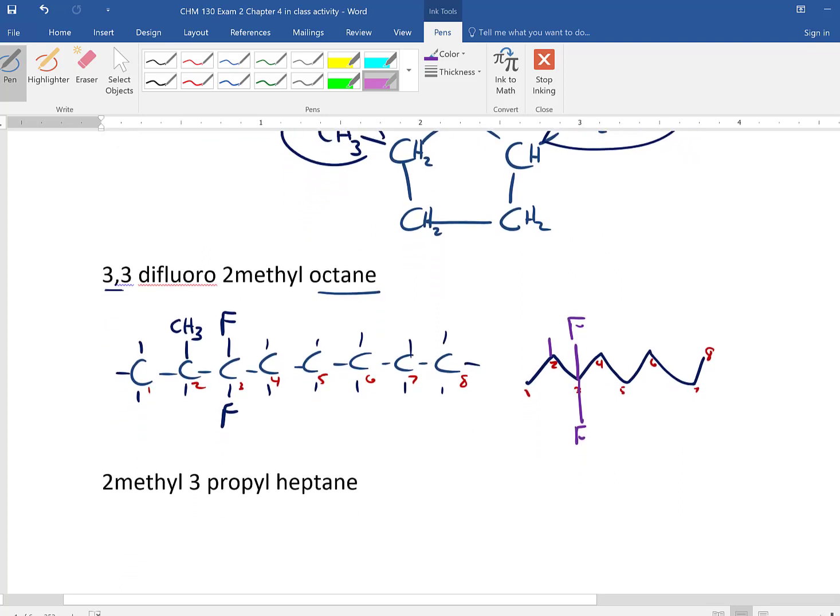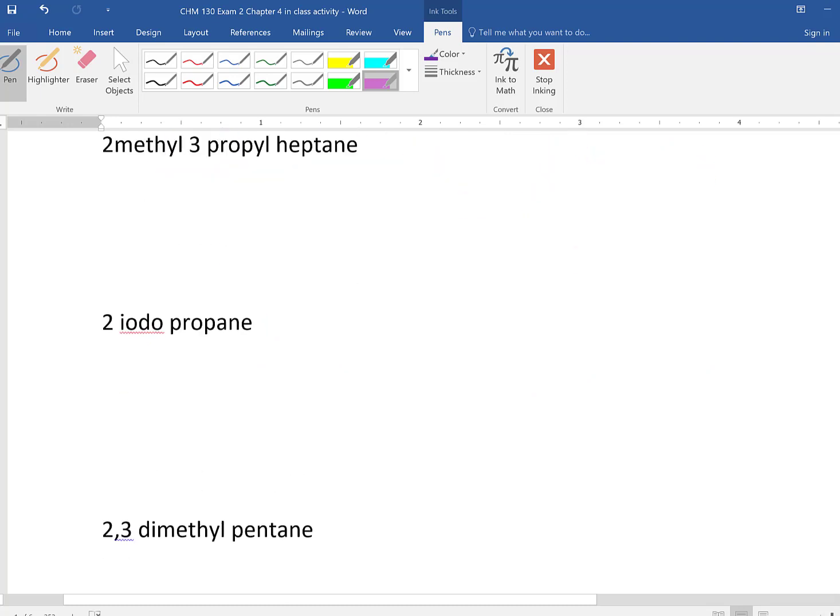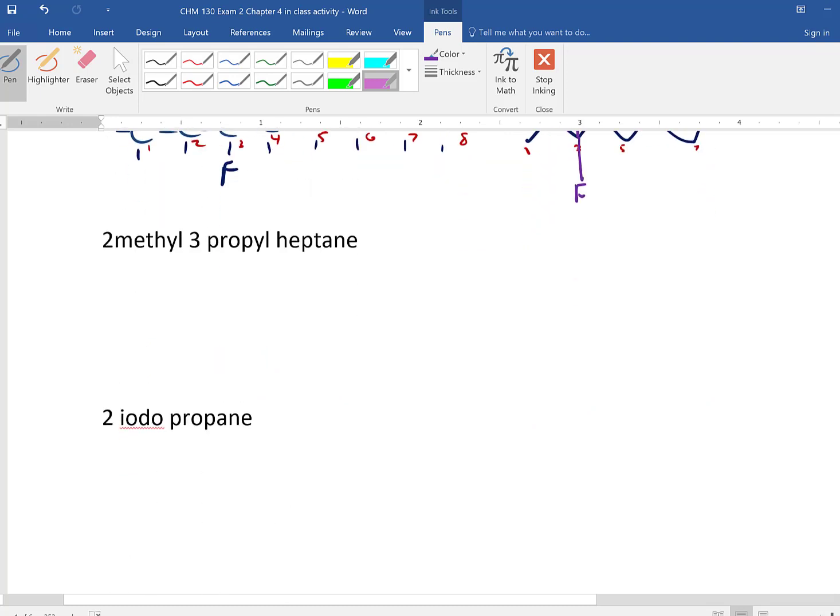2-methyl, 3-propyl heptane. So when you see heptane, what are you going to put? 7 what? 7 carbons. 1, 2, 3, 4, 5, 6, 7. There. Got the heptane part down. Then 1, 2, 3, 5, 6, 7. 7 carbons in a row, number 1 through 7.